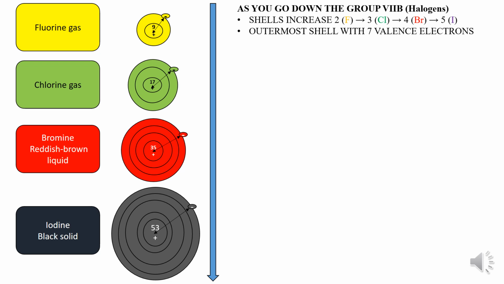Now the outermost shell for the halogens has a total of 7 valence electrons. And they need just one more electron to complete the octet. And that is why they act as oxidizing agents. That is, they have the tendency to accept an electron in a reaction.